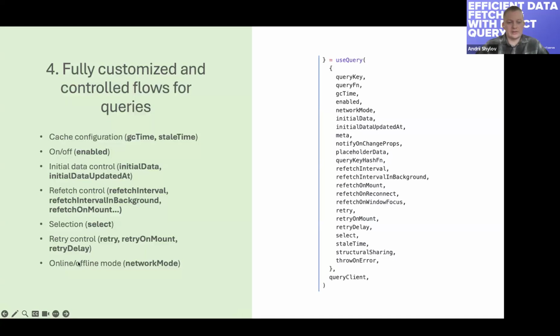Then what else do we have? It's a retry callback, retry on mount, retry delay. So in case of fail, I maybe need to retry, like retry 3 times, or retry on every mount, or retry every 30 seconds in case of fail or something like that. Okay, and network mode, online, offline. So I can also control a little bit how this query will behave in case of internet loss. Yeah, actually briefly that's it.